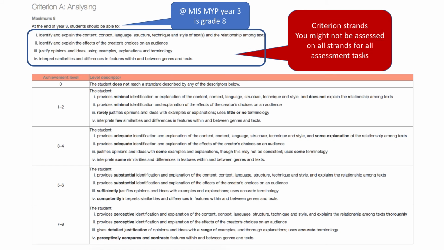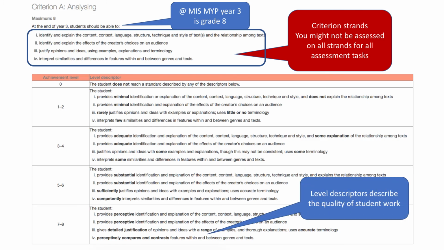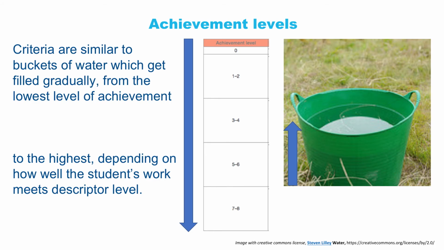But not all the criterion strands might be used for a particular assessment task because they just might not be relevant to that task. It's important that you look at the strands to see what you have to do, and of course it's important to look at the level 7-8 because that's the best quality work, to make sure that you're including everything that you need to do to reach the highest levels. So in a way, the criteria and the levels of achievement are like buckets of water that get filled up from the bottom to the top.